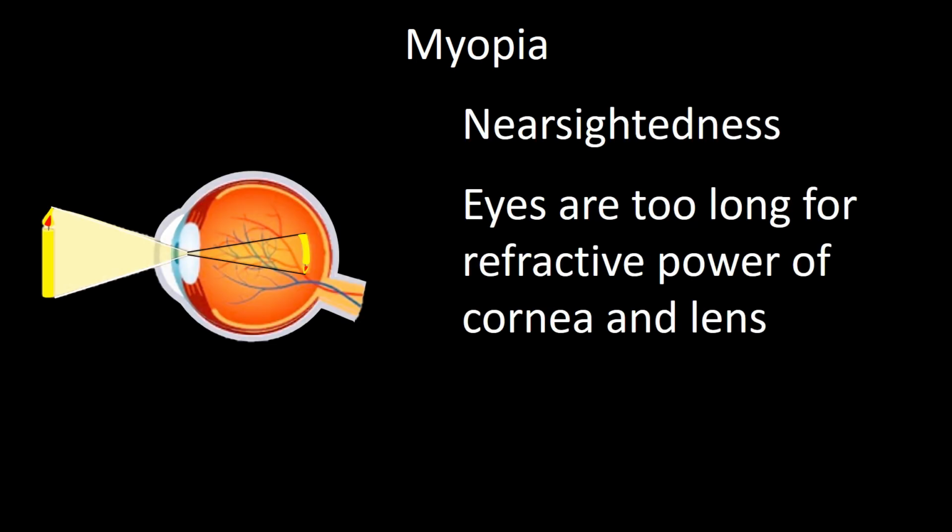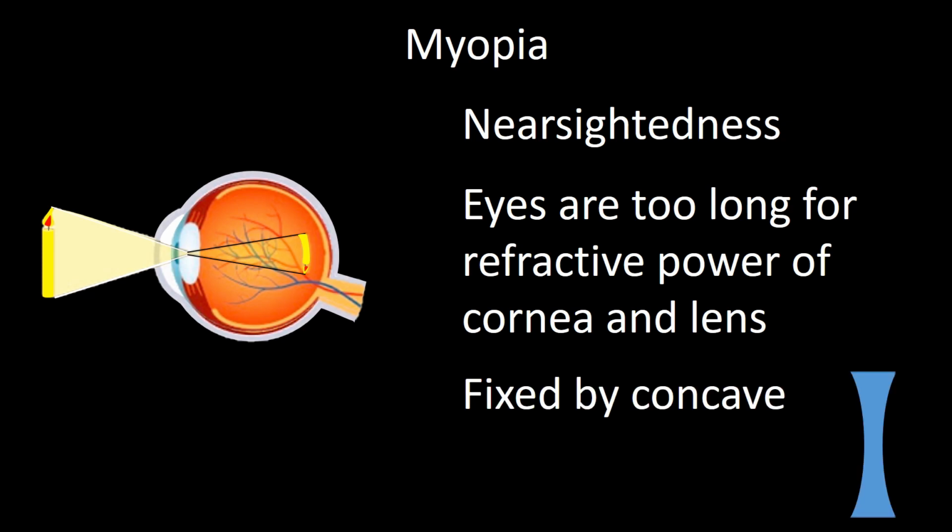Eyes of patients with myopia are too long for the refractory power of the cornea and lens, hence crisp images fall short of the retina. This is corrected with concave lens.